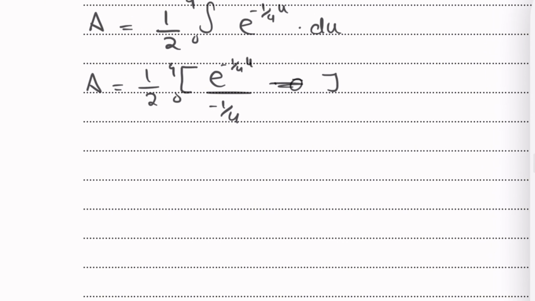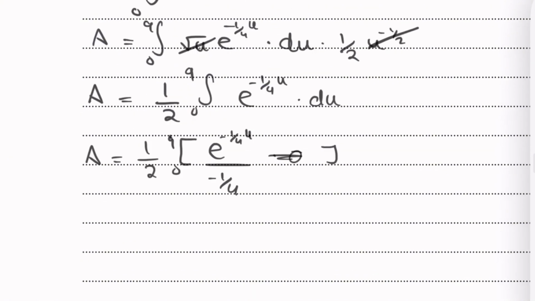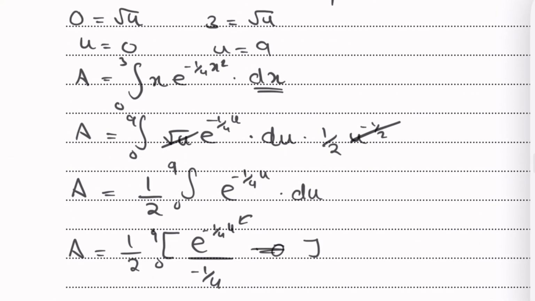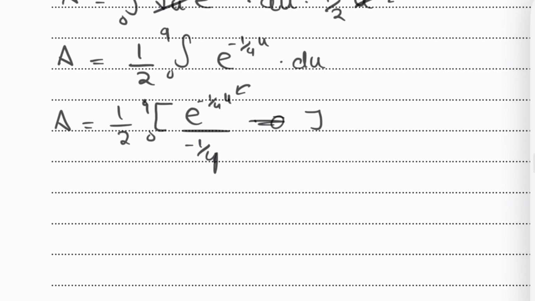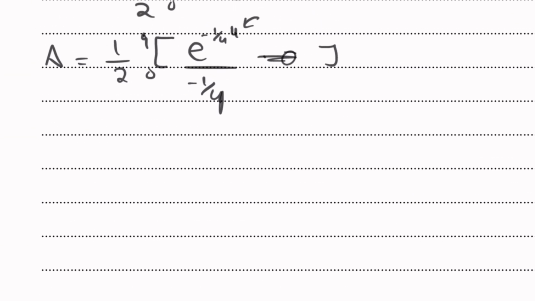Now in the case where we're integrating but we don't use limits, you're going to have to resubstitute back x instead of u. So here, instead of u, we're going to put x squared, and that would be the final answer. But because here we have limits, plugging in the limits using u is going to give you the exact same area as if you substitute using x.